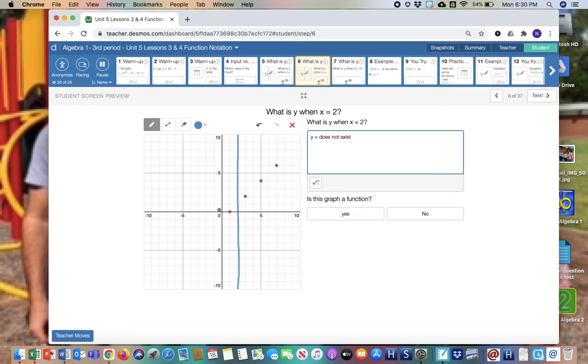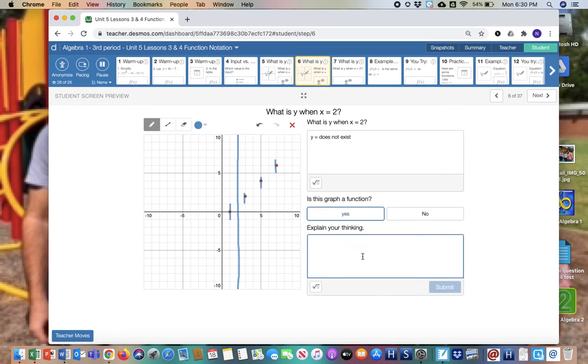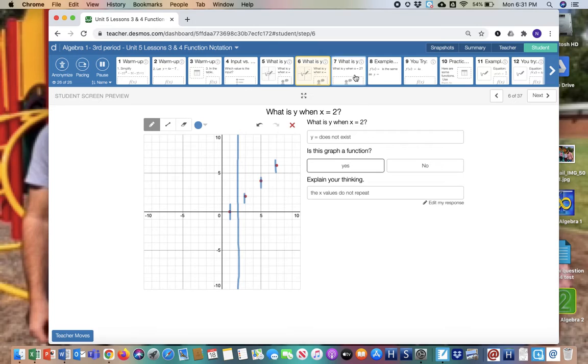Now, is this graph a function? Yes, it's a function because the x values at these 4 red dots do not repeat. So the x values do not repeat. You could also say the input doesn't repeat, or the domain doesn't repeat.